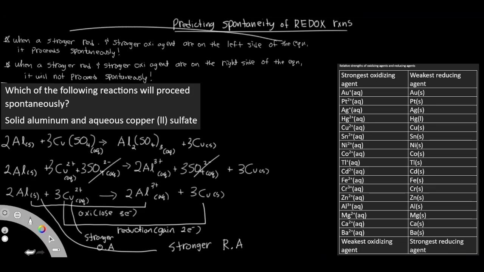So, as we look up here, it says when a stronger reducing agent and a stronger oxidizing agent are on the left side of the equation, it proceeds spontaneously. And that's exactly what we see over here. Therefore, it proceeds spontaneously.